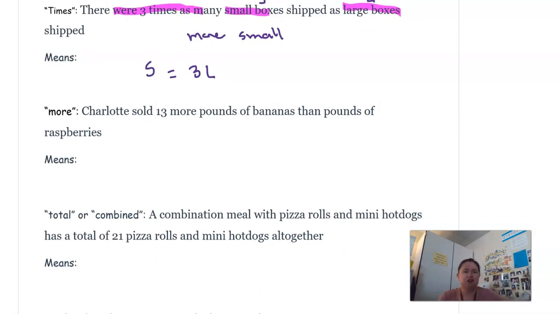Here we have "Charlotte sold 13 more pounds of bananas than pounds of raspberries." For the purposes of this, I'm going to use B for bananas and R for raspberries. The important thing here is when you see more, it means plus. And then again, think, which one's bigger? 13 more pounds of bananas. So bananas is bigger, so it goes on the left. Bananas equals 13 plus raspberries. And that's it.